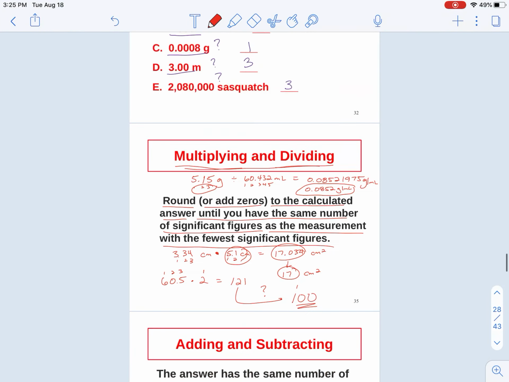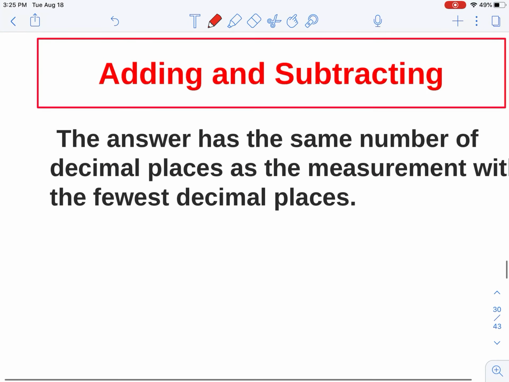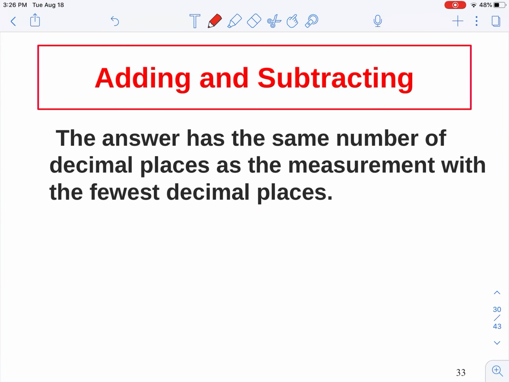All right, let's continue on looking at addition and subtraction. Addition and subtraction doesn't necessarily have to do with the amount of significant figures. It has to do with the amount of decimal places that are present. So the answer has the same amount of decimal places as the measurement with the fewest decimal places.